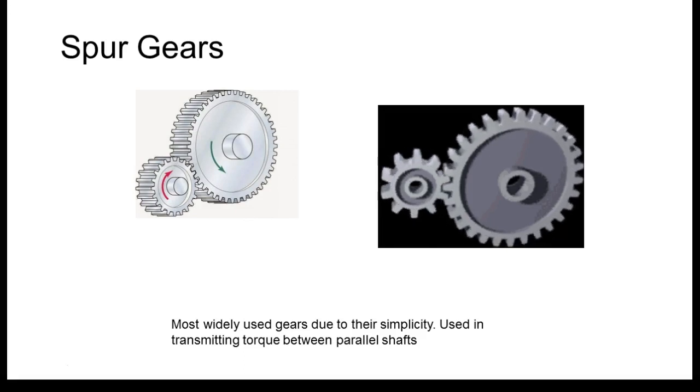So this is a spur gear, and this is probably the most widely used gear. You don't know if this is a speed multiplier or a torque multiplier. Normally when we draw these, we put the pinion or the driver on the left and the driven on the right. These are the most widely used gears because they're very simple to make and machine. We just take a wheel and use a milling machine, not a lathe, to cut out the teeth.